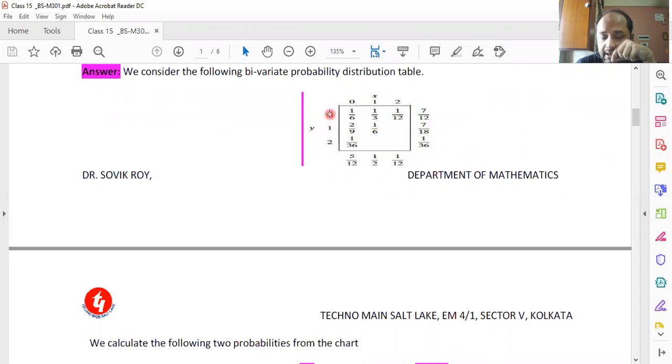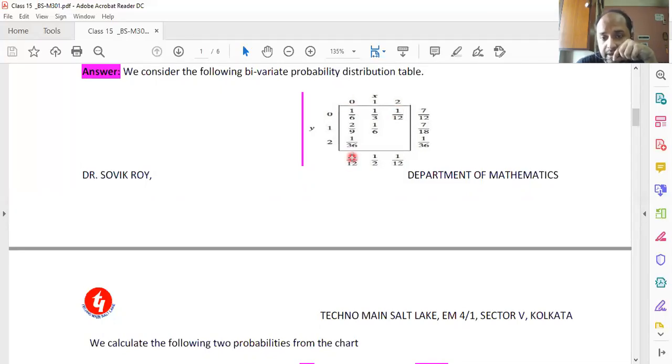Now, when you are calculating the marginal probability of y, you are taking the sum with respect to x. You see, you are varying x in the function. You are putting x equal to 0, you are getting this value. You are putting x equal to 1, you are getting this value. You are putting x equal to 2, you are getting this value. But the ultimate product is not the marginal distribution of x. The ultimate product is the marginal distribution of y.